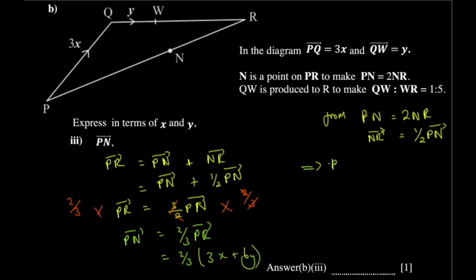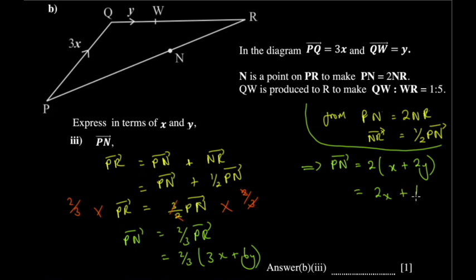So PN is equal to, we can divide by 3 first. If you are good, you can do this in one step, but you can divide by 3 first, so you get 2 times x plus 2y. Then you can multiply throughout, so you get 2x plus 4y. So this would be our answer: 2x plus 4y.